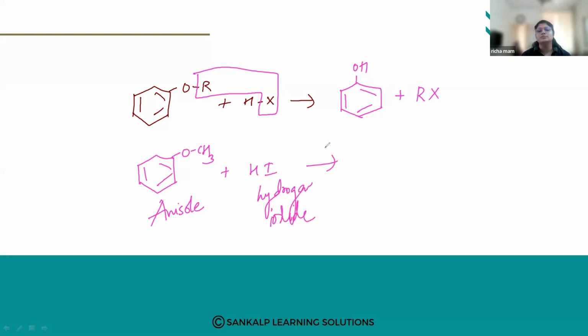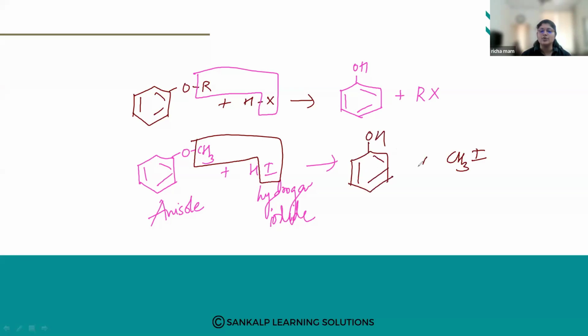Yes. Now we'll get CH3I and OH. So this is what? Phenol plus methyl iodide. Phenol plus methyl iodide. Okay, so this is how the cleavage of the C-O bond takes place.